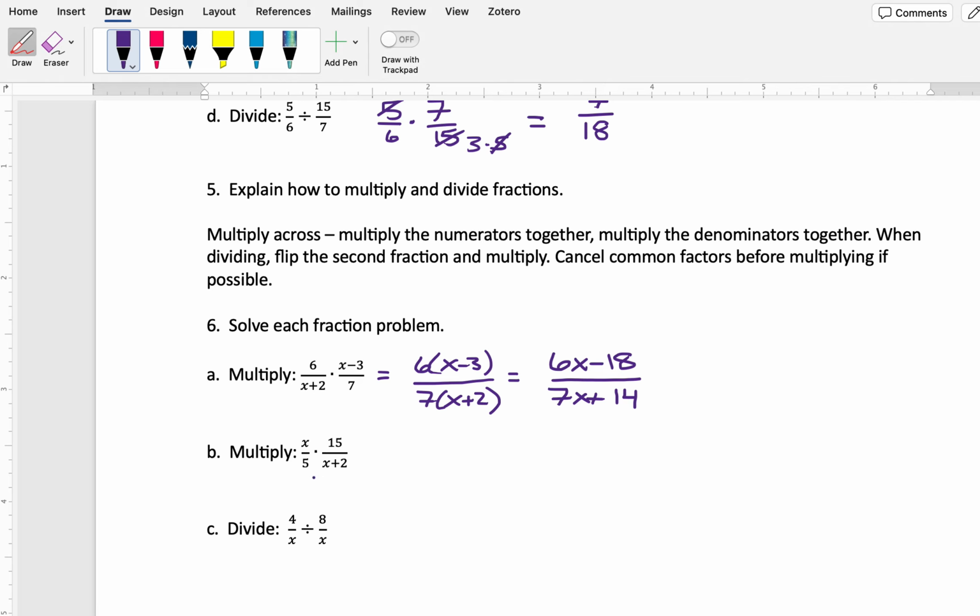So let's look at part B. So again, I see here that I have 15 and 5 that I can simplify. I know that 15 is 3 times 5, so I can cancel out that 5. So that's going to leave me with 3 times x on the top and x plus 2 on the bottom. Can't cancel these x's because this x is attached to the plus 2. So that's my answer.